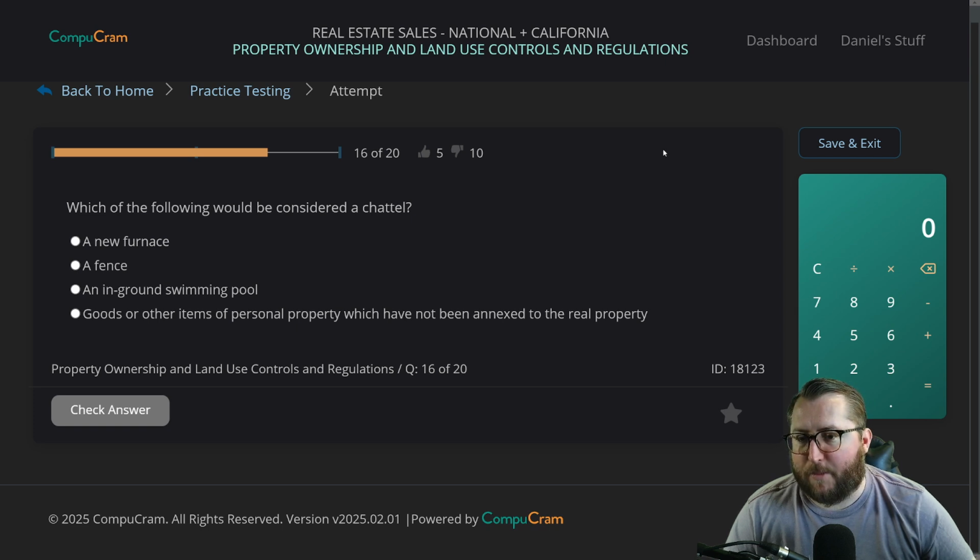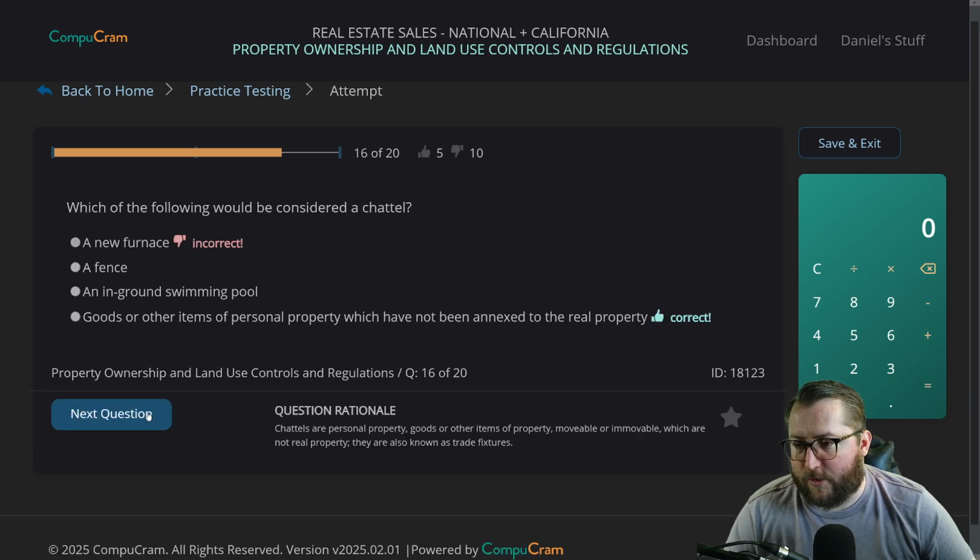All right, I asked you earlier. Comment below if you know what a chattel is. Here we go. Do we know what it is? A new furnace, a fence, an in-ground swimming pool, goods or other items of personal property. I mean, this is a pure guess. I'm going to go with the new furnace.